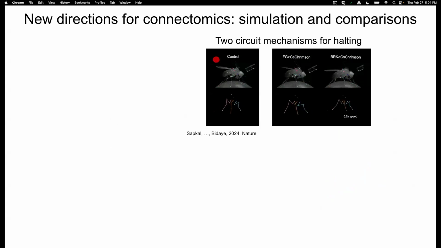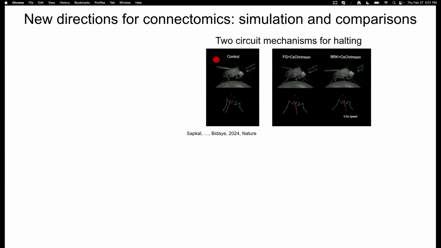First, this is a study by Sapkal et al. They looked at neurons important for halting. So every time you see the red dot come on, the neurons on the right, for these two flies here, there is a specific neuron, a different neuron in each of them, that is activated. And as you can see, the fly stops. So these neurons promote stopping of the fly.